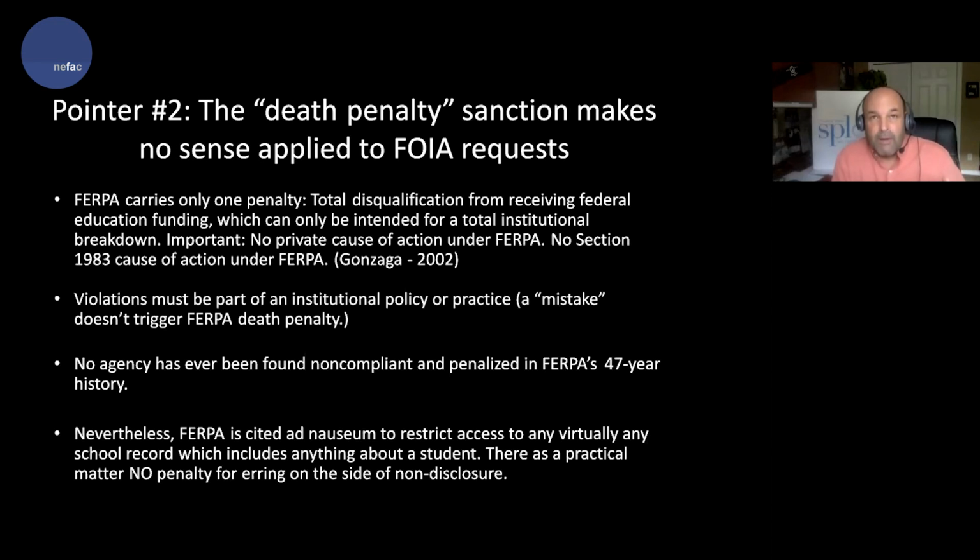The other part of FERPA that really does shield schools from liability, which kind of ought to put an end to the mass FERPA denials, is that in order to be found responsible, in order to be found guilty of violating FERPA, the violations have to be part of an institution's policy or practice. So there has to be an established policy or practice of regularly providing student education records to people that aren't entitled to get that information. A single mistake does not trigger FERPA's death penalty.